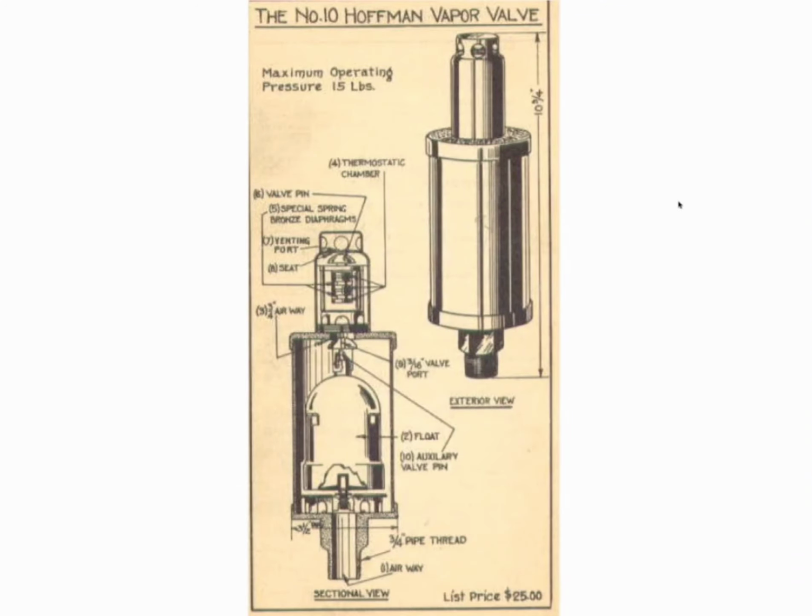Now, back in the day, companies like Hoffman Specialty made vents like this. Now, this was a main vent. Look at the size of this thing. It's 10 3/4 inches high with a 3/4 inch tapping. This is an air vent. This thing is like a car muffler. And you just imagine the massive amount of air that this thing could vent.